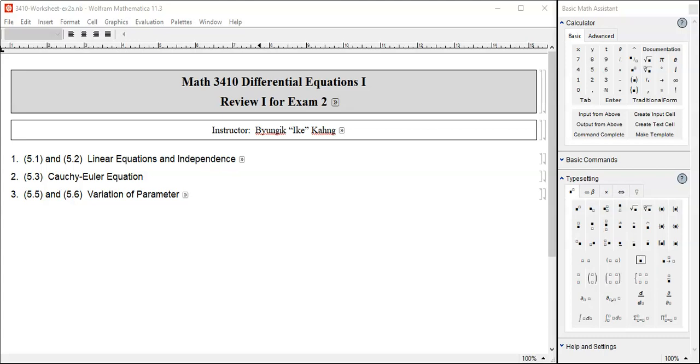Hello students, here are some review topics for chapter 5. This is by no means exhaustive. This is going to be just selected example problems.